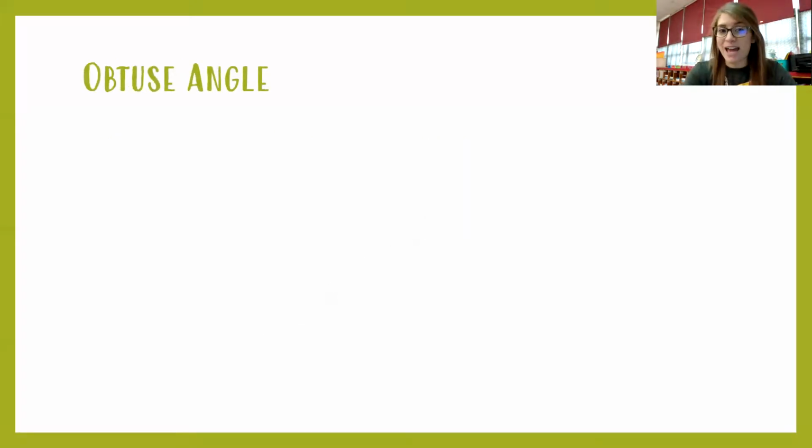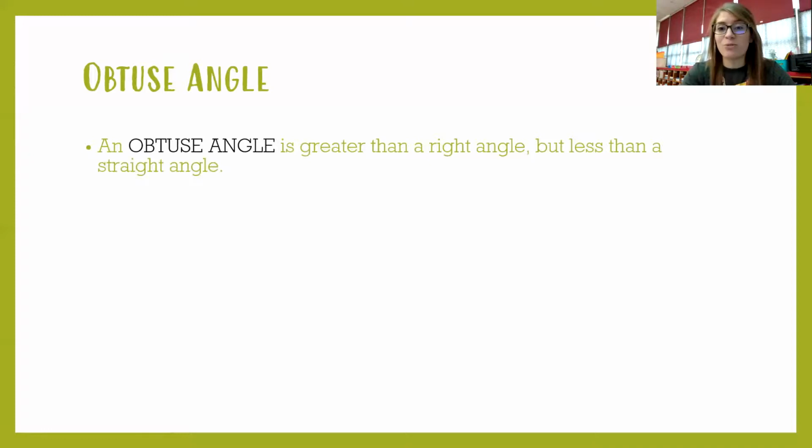An obtuse angle is greater than a right angle, but less than a straight angle. So it is greater than 90 degrees, but less than a straight angle, which is 180 degrees. So it would be anywhere from 91 to 179 degrees, and it looks like that. Notice how this angle is 120 degrees, which is greater than 90.